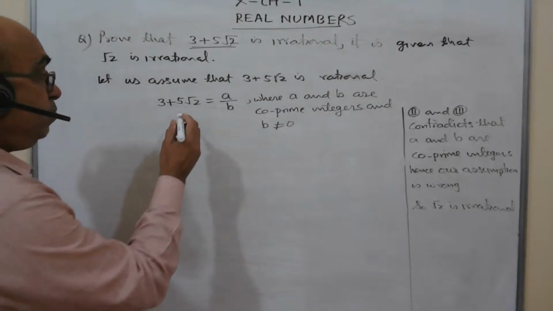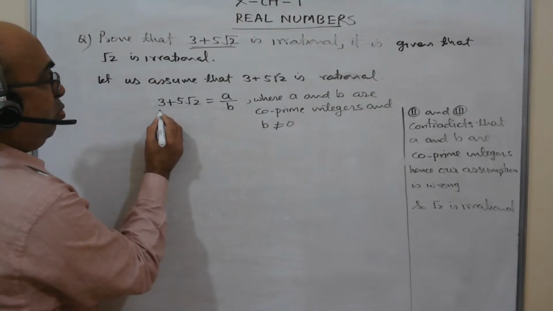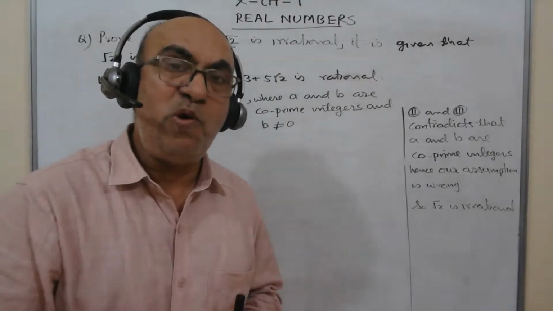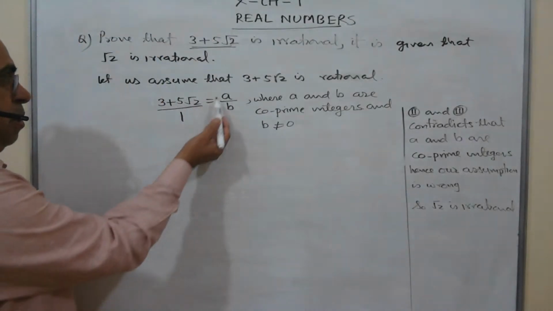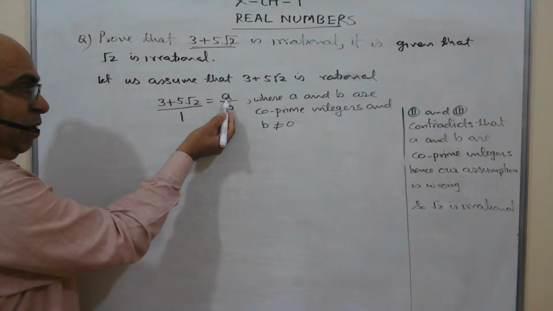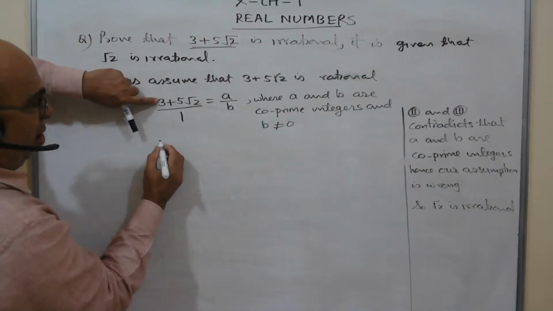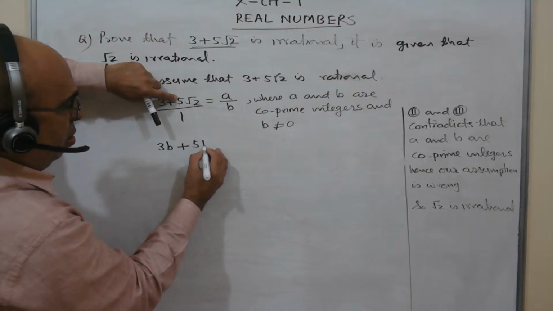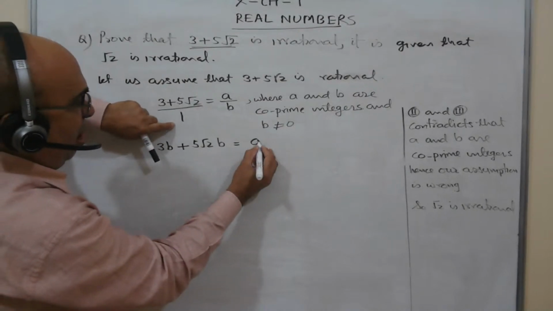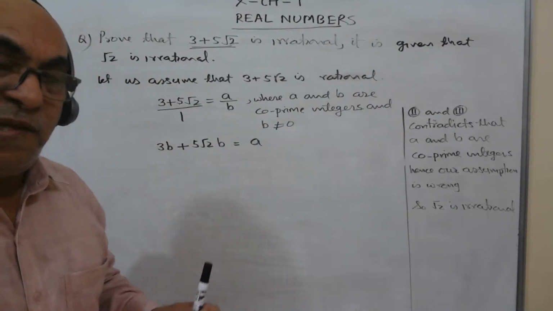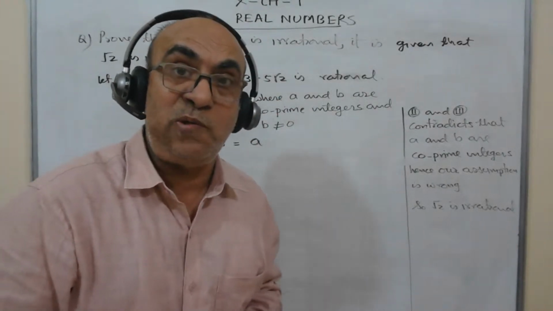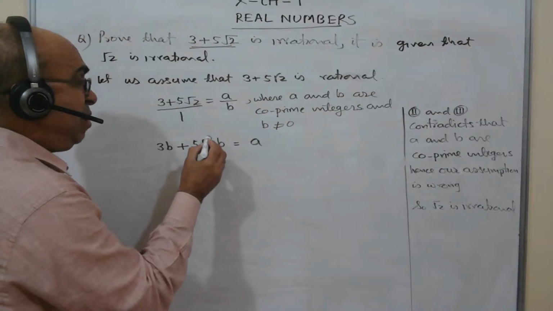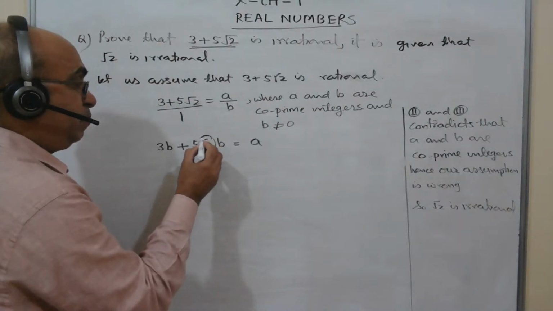Now 3 plus 5 root 2 equals a by b. Then you do cross multiplication. B into 3, that is 3b, plus 5 root 2 b, equals a. And this one is easier than square root 2, square root 3, square root 5, and 7. Now just make this the subject.